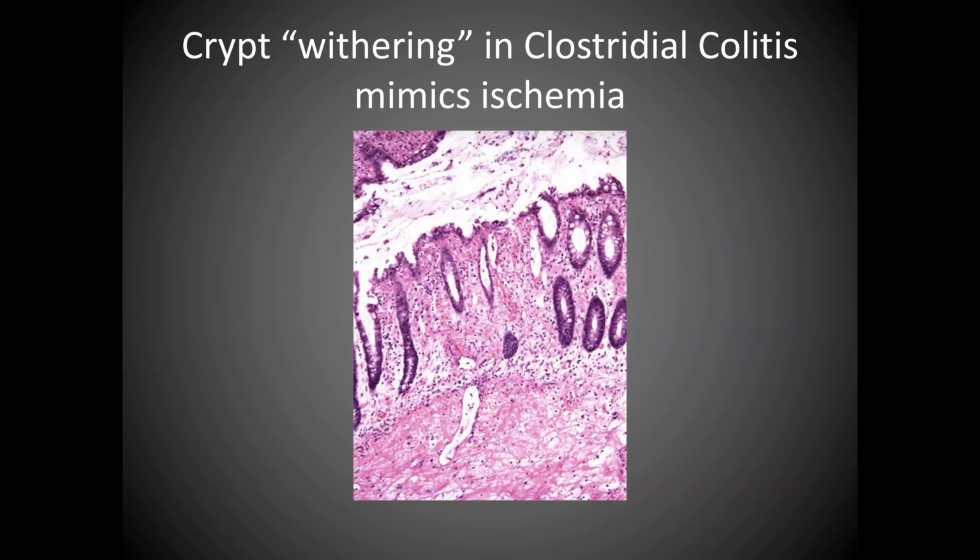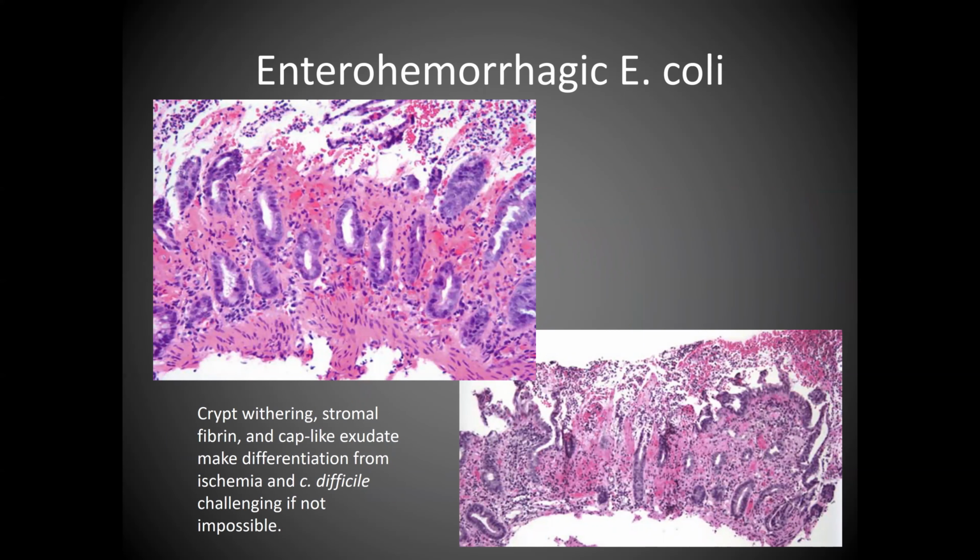Distribution can be helpful, of course, because ischemic colitis tends to be band-like, whereas clostridial colitis tends to be diffuse and multifocal, but sometimes it can become confluent and therefore more challenging to identify as clostridial. And then, of course, toxigenic bacteria like enterohemorrhagic E. coli can produce a virtually identical appearance, as you see here. A little bit of eruptive change, withering glands, fibrinoid changes, vascular congestion, and interstitial hemorrhage are virtually impossible to distinguish from clostridia and ischemic changes.